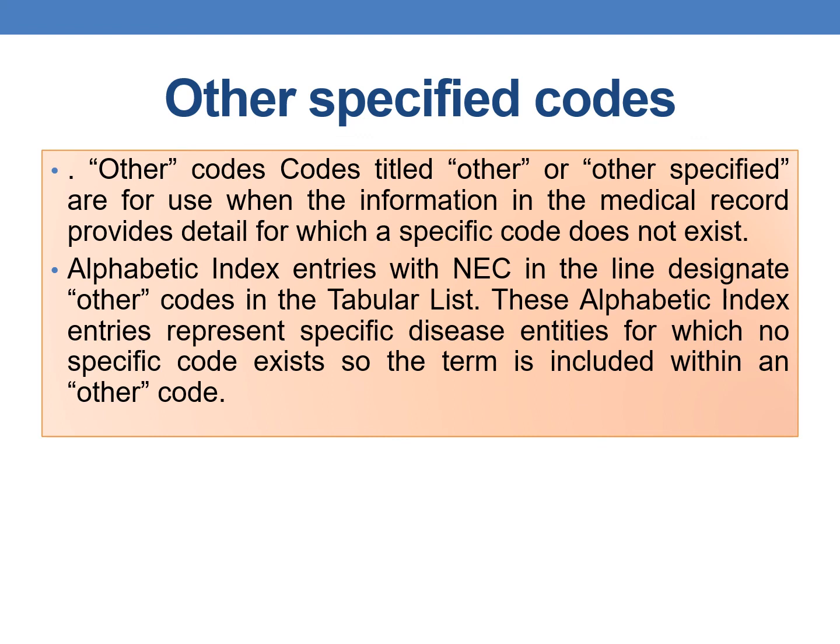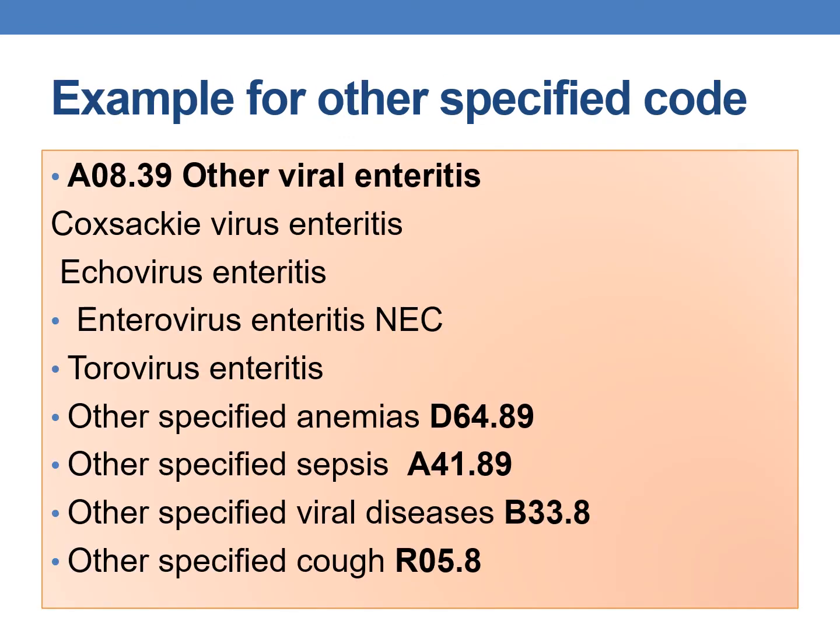In simple words, if the physician documents a detail for a specific condition and exact code is not available for that specific condition, in those cases we need to code other specified codes. Now coming to the example. If the physician documents other viral enteritis, you need to code A08.39. Under it you can see enterovirus enteritis NEC or echovirus enteritis, Coxsackie virus enteritis. In all these cases you need to code A08.39.